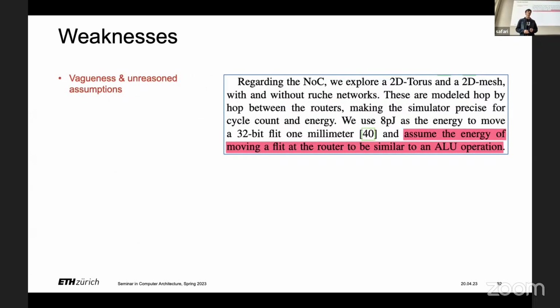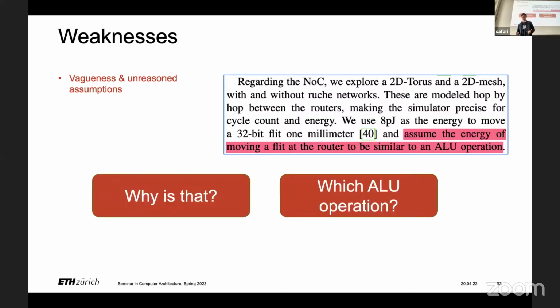There is also some vagueness, and they are making some unreasoned assumptions. For example, in this case, they assume the energy of moving a flit at the router to be similar to an ALU operation. I'm going to explain to you what a flit is. It is simply the result of a task execution. They are doing so without saying why that is, and they are not saying which ALU operation they are talking about. So this is definitely a weakness point.